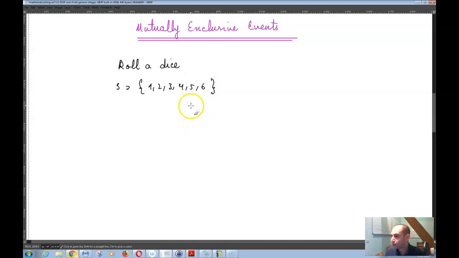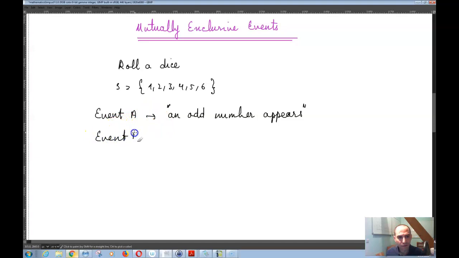Right? Now consider event A, an odd number appears. And event B, an even number appears.